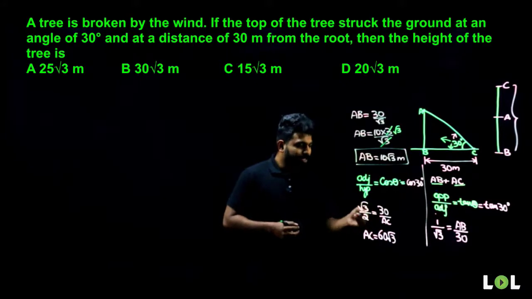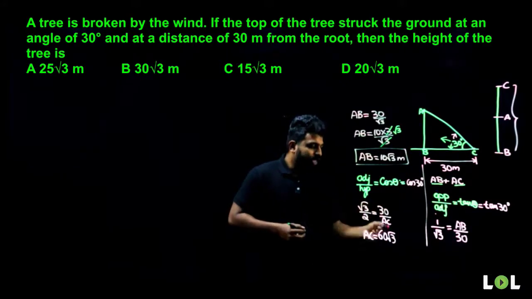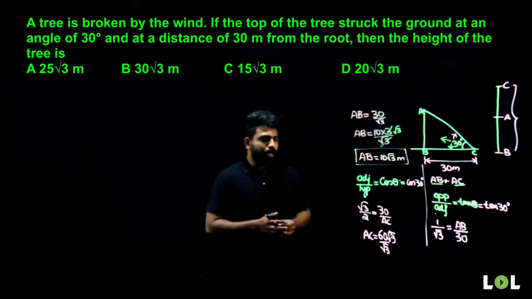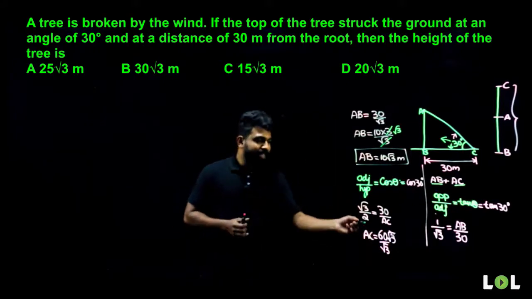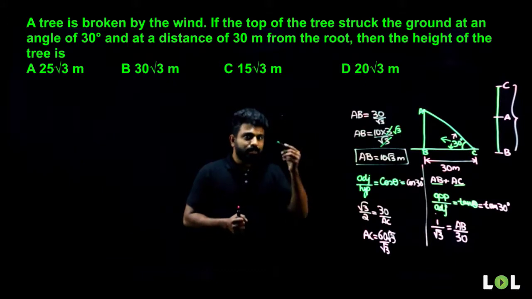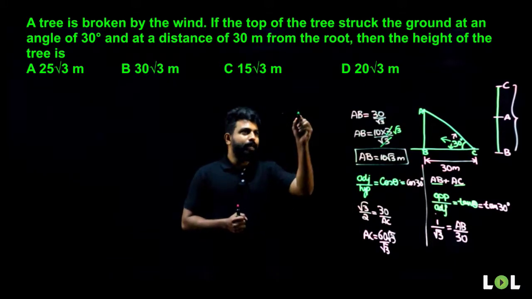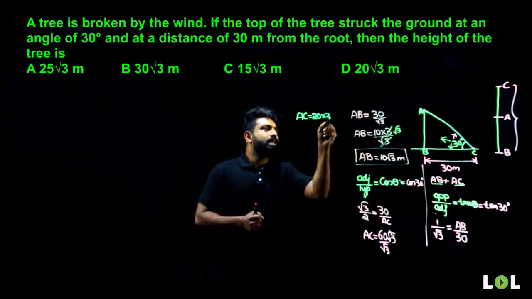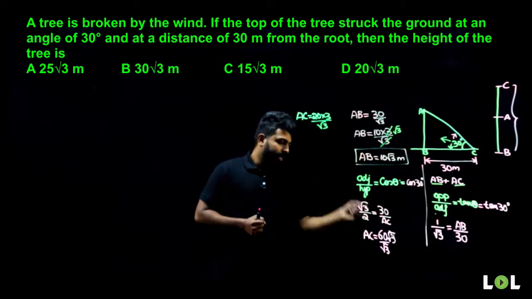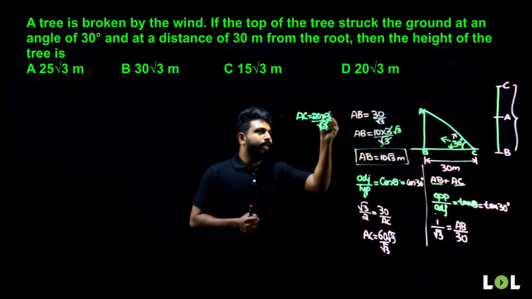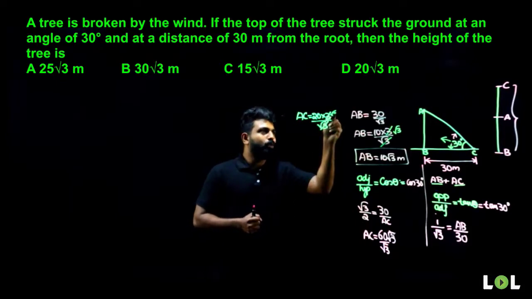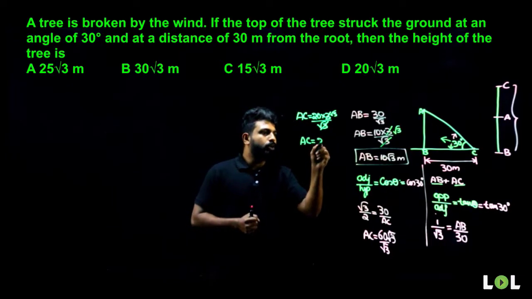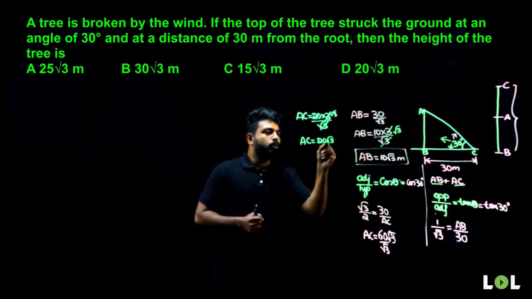Sorry, it is not 60 root 3, it is 60 divided by root 3. Now, what can I write my 60 as? 60 can also be written as 20 into 3. So I can write my AC as 20 into 3 divided by root 3. Now the root 3 and the 3 get cancelled, so I'll be left with root 3. So what will be the value of AC? AC will be equal to 20 root 3.